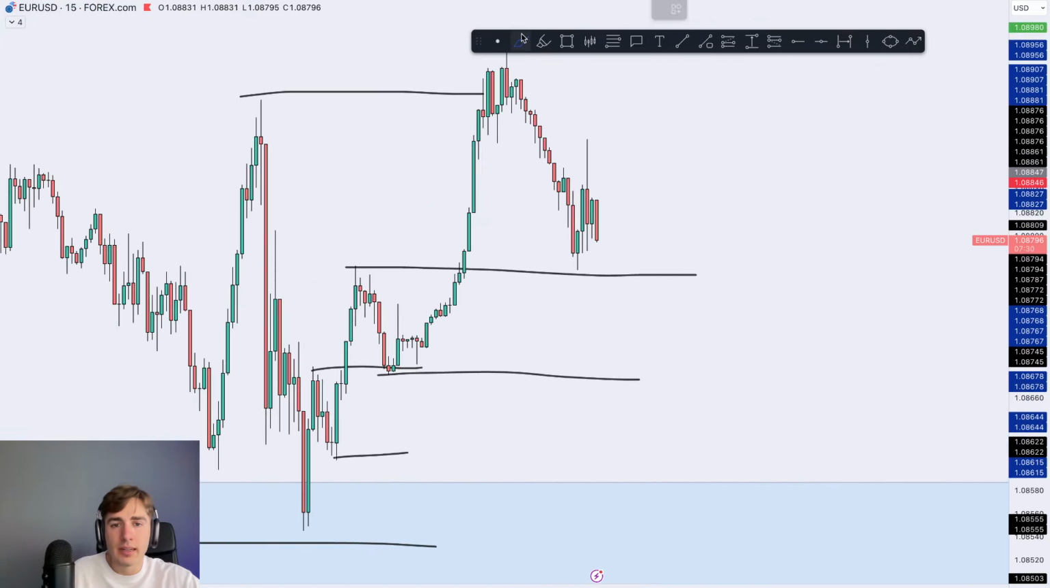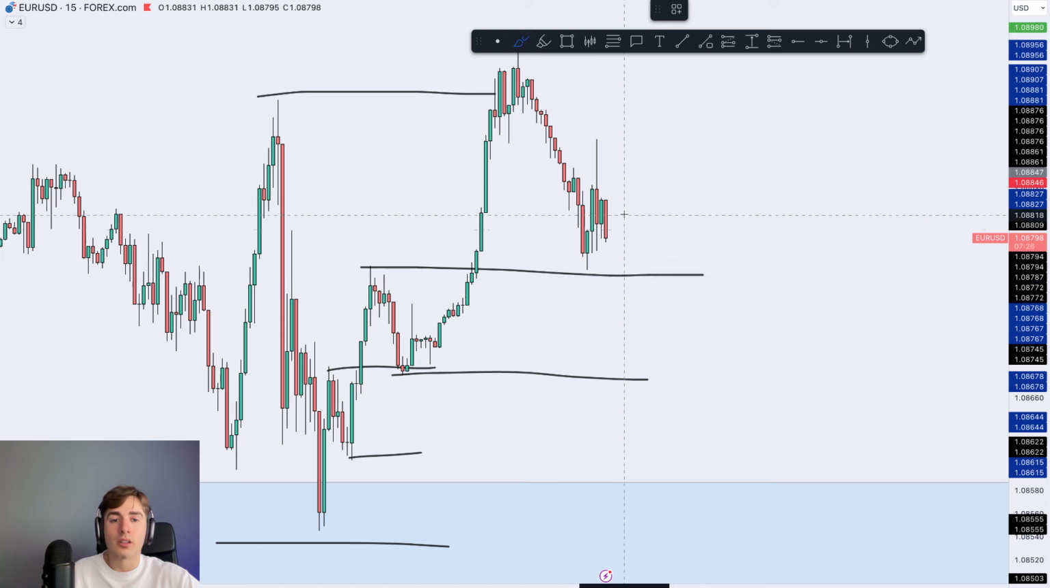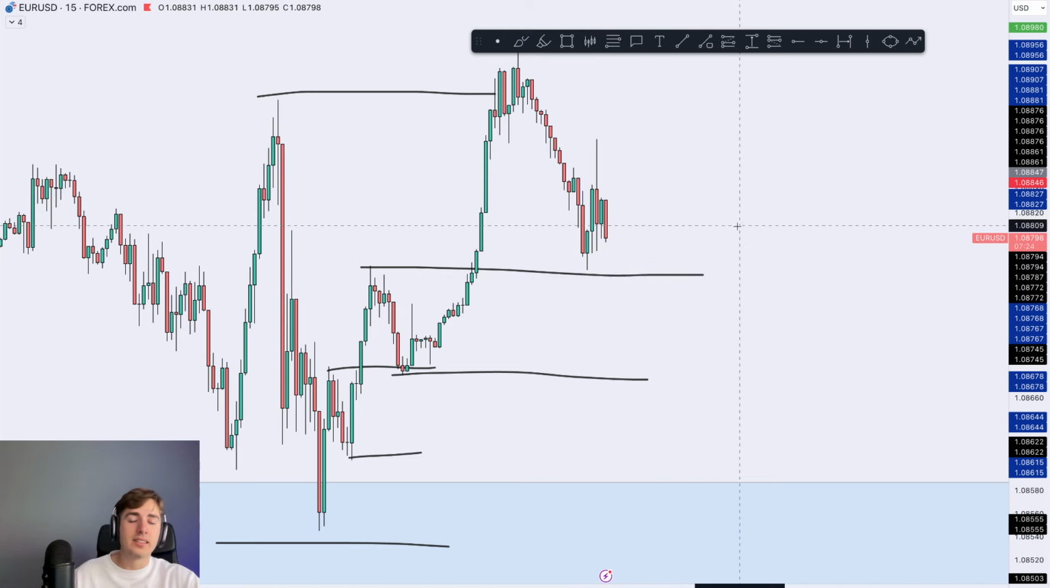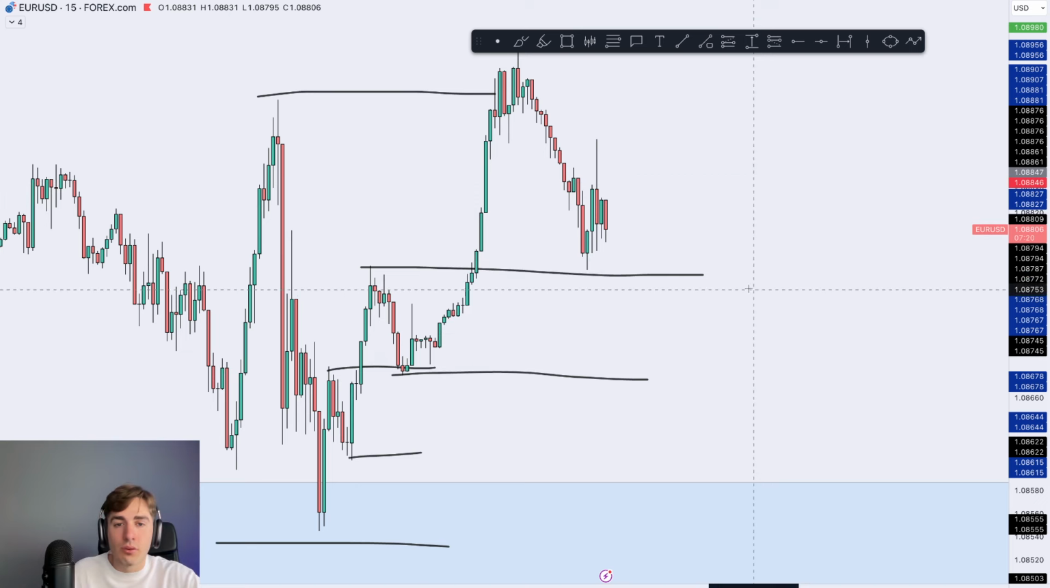It is looking a little bit choppy. Just keep in mind we have NFP tomorrow, hence why the markets are not moving super exciting. But keep an eye out for those longs.